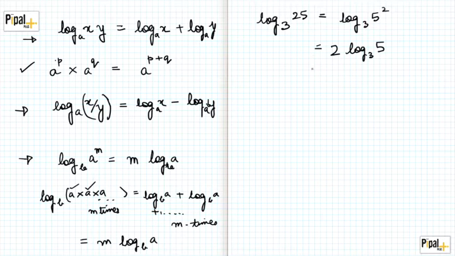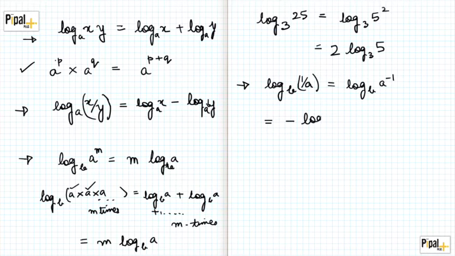Now, if let's say I have a number of the form log base b of 1 by a, then actually this is equal to log base b of a to the power minus 1. And just like I did here, I can bring the power out, I can bring the m out. Now m in this case is minus 1, so we get this equivalent to negative log base b of a. So the power 1 by a is the negative of the log of a.